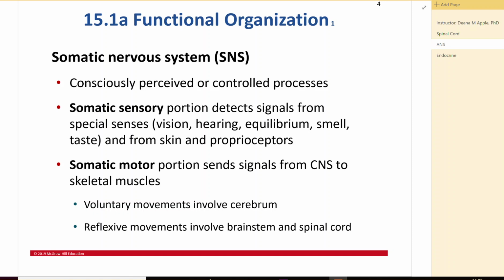Yeah, and that's all somatic nervous system. It's all conscious control. Even though it's reflexive, it's still conscious control. It's still skeletal muscle, voluntary muscle that's being stimulated. So it's all under somatic nervous system, or SNS. All right, so this is consciously perceived or controlled processes that are processed through the SNS. We detect signals using our senses, and from sensory organs like our skin, those proprioceptor receptors in our skin, or in our ears, and those Merkel cells, the stretch and touch receptors in our skin.